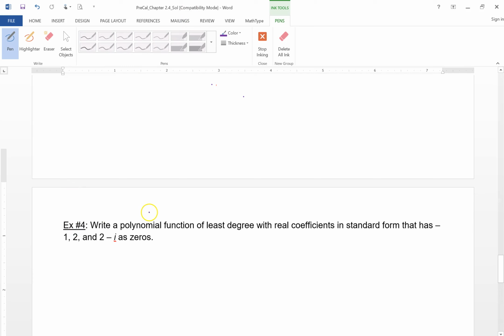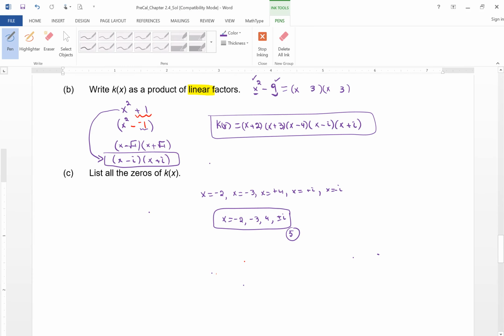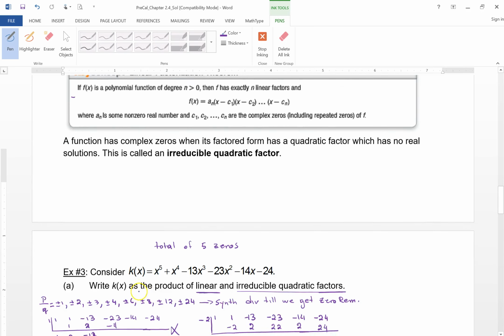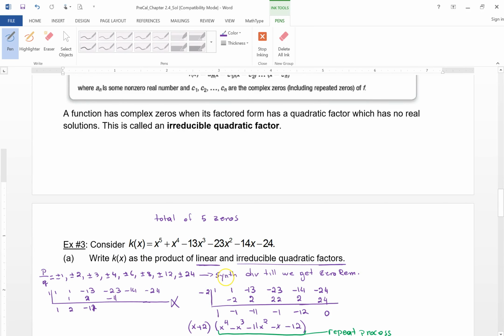All right. What we're going to do now is go backwards. You have the equation and you can find the zeros. Well, what if we switch things up? And I gave you these 5 zeros and I said, get me the equation. That's what we're going to do now.